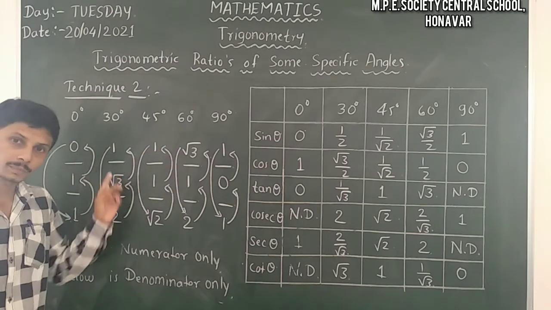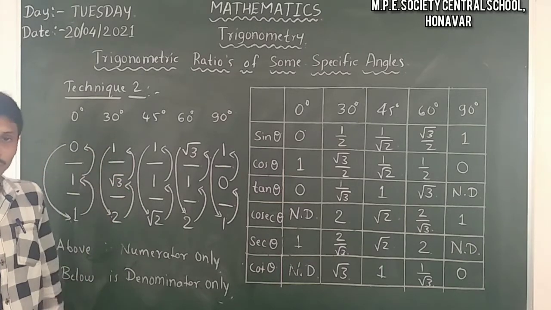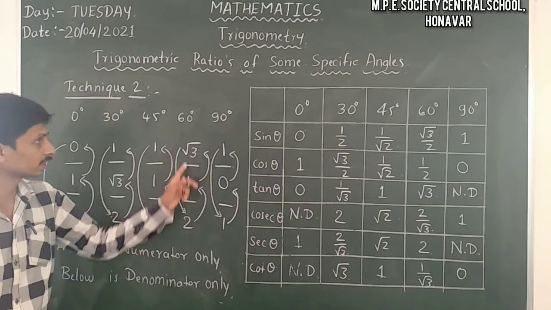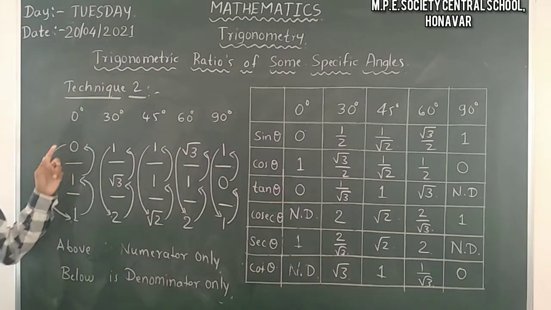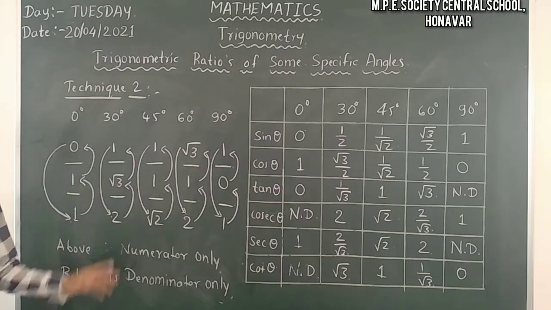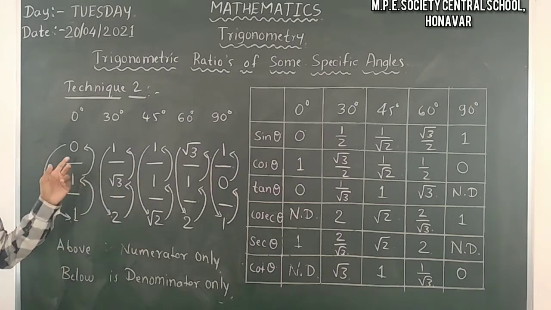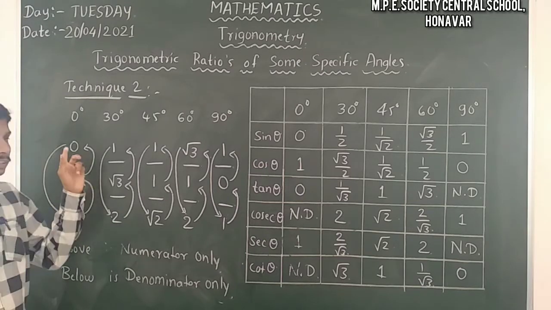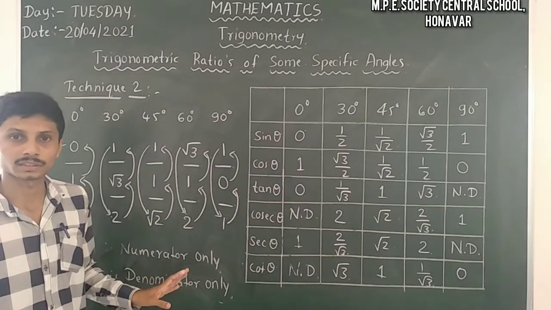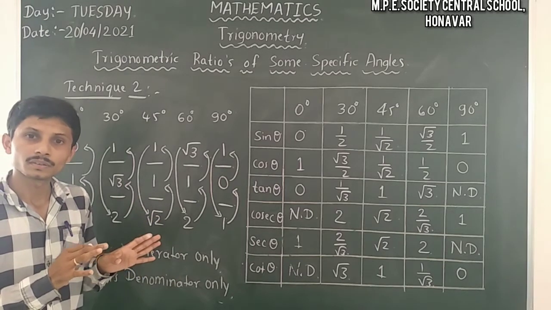So for the 30 degree pattern, we have to invert the first two, and inversion means you are getting the 60 degree row here. Then you have to follow the steps: first and last will be sine angles, the second and third will be cos function, and first and second will be tan function.